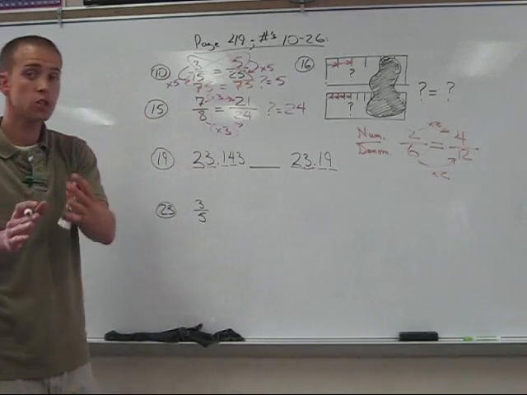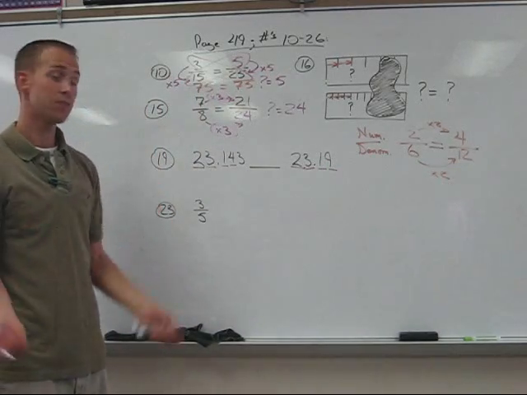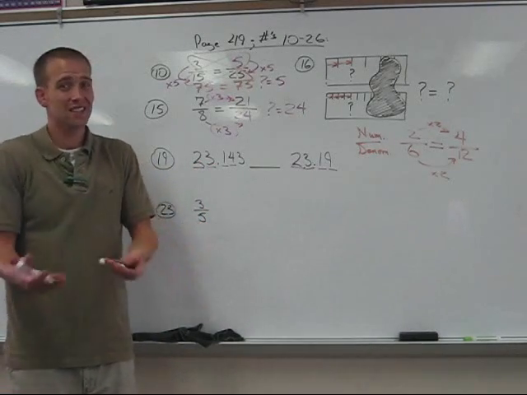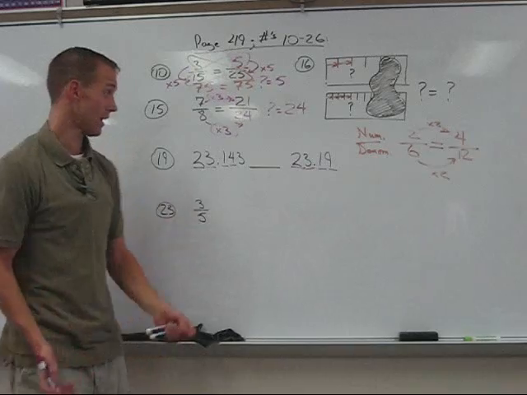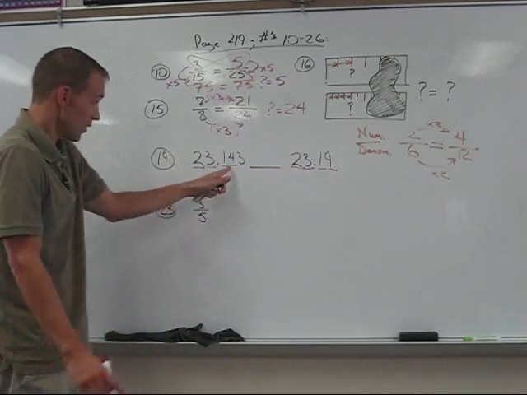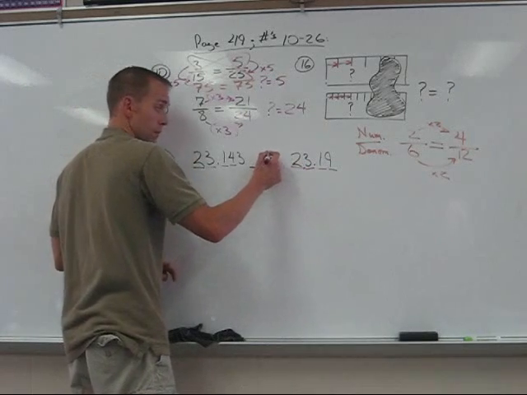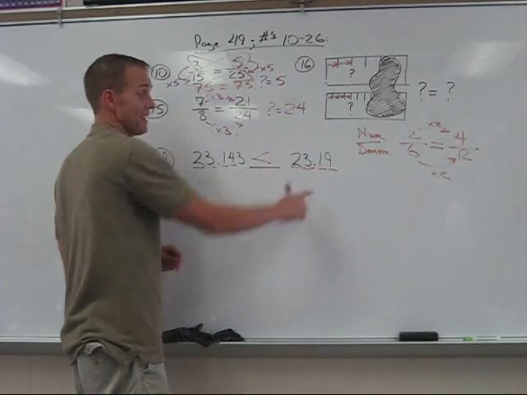What usually throws people off on this problem is the fact that this number was written out longer. But that doesn't necessarily mean it's bigger. Okay, this one had 9 hundredths. This one only had 4. So in this instance, this number would be bigger because of that digit.